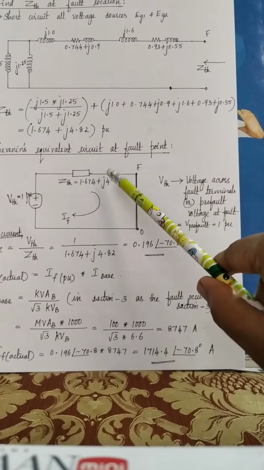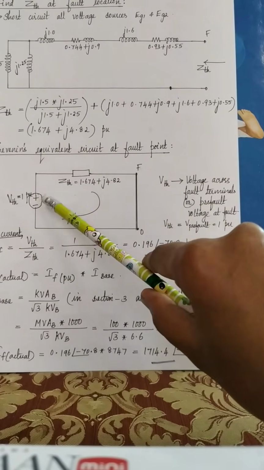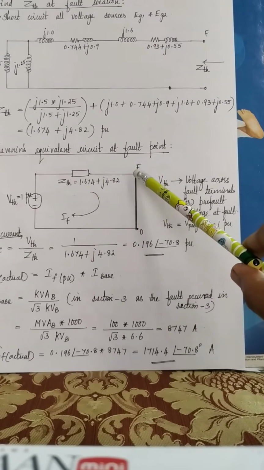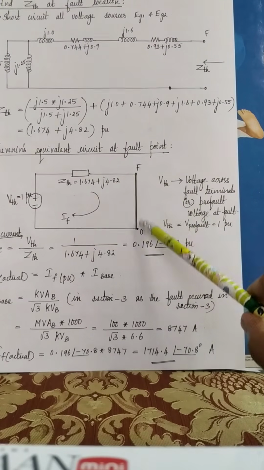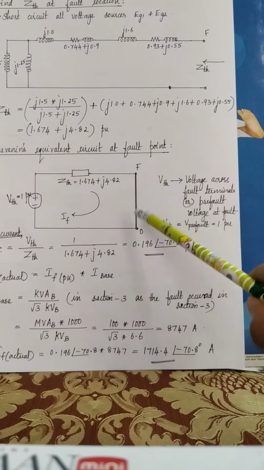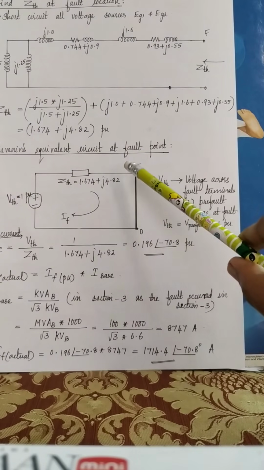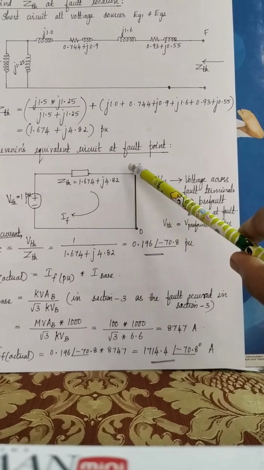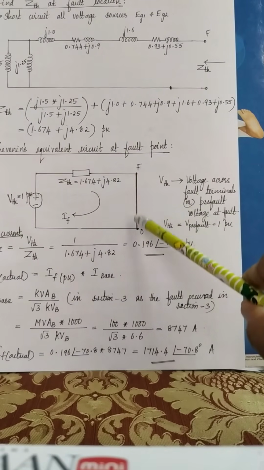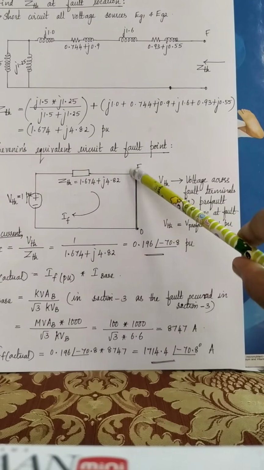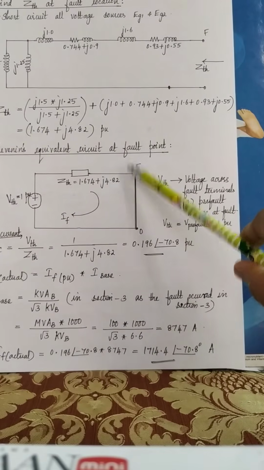Step 4: Thevenin's equivalent circuit at the fault point. So how to draw the Thevenin's equivalent circuit? VTH in series with ZTH, and represent the type of fault at the fault terminal. So have they mentioned the type of fault? No. So we have considered a short circuit fault occurring at fault terminals F0. So what is this point actually? It is the feeder after 3 kilometer length. The fault occurs at the feeder after 3 kilometer length.